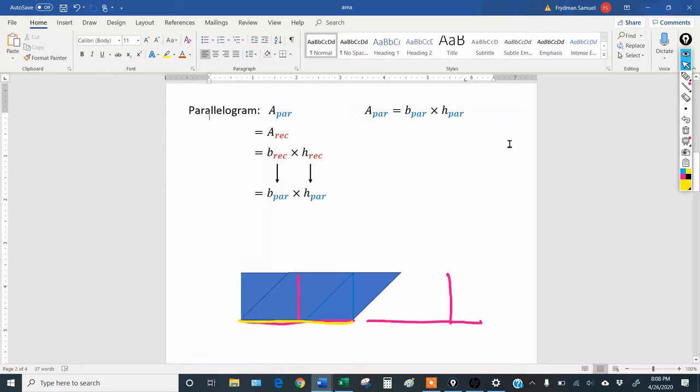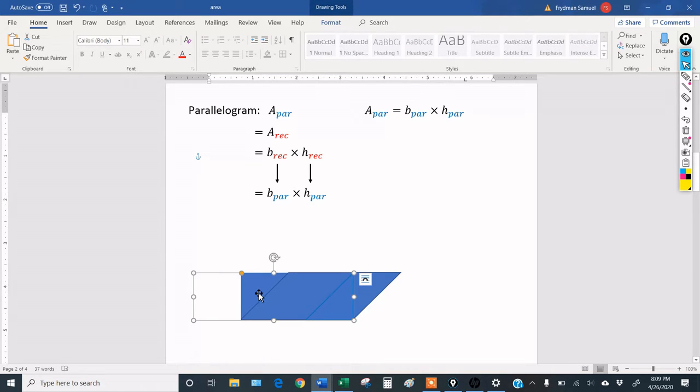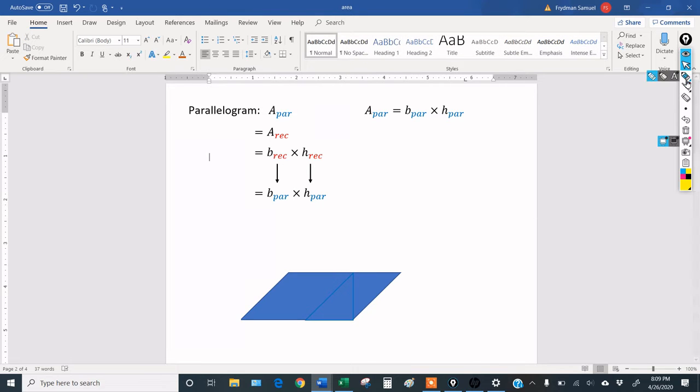Just like the area of a rectangle was equal to the base of the rectangle times the height of the rectangle. It's important to remember that the height of a parallelogram is perpendicular. In other words, it makes a right angle with the base of the parallelogram. For example, let's say this is 6 centimeters long.